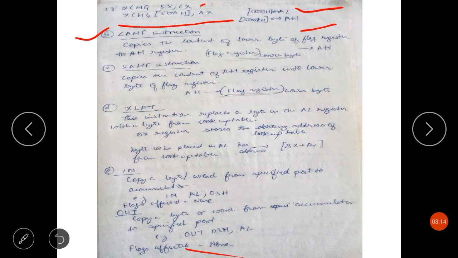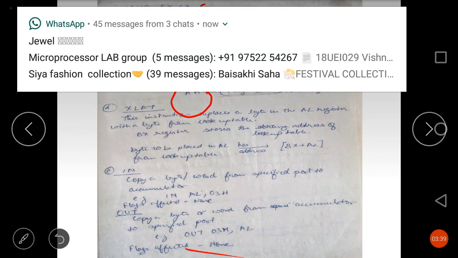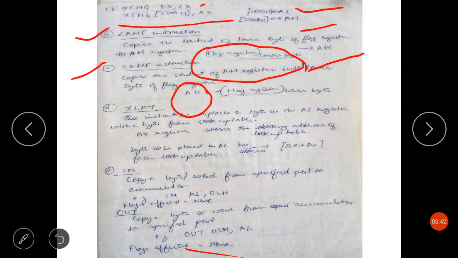This instruction copies the content from the lower byte of the flag register and stores it into the higher byte of the accumulator. The SAHF instruction is just the opposite of the LAHF instruction. What it does is take the content from the higher byte of the accumulator and store it into the lower byte of the flag register. The next instruction is XLAT.